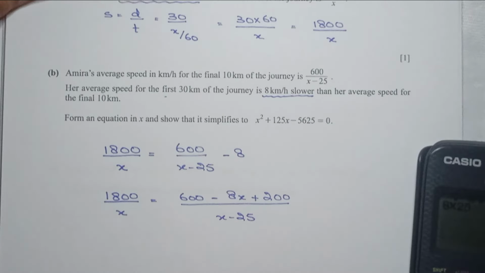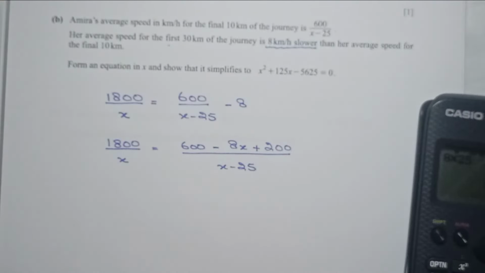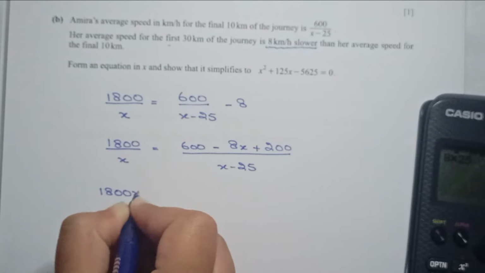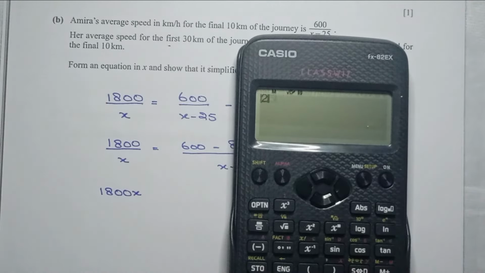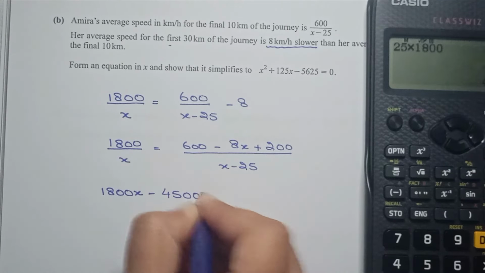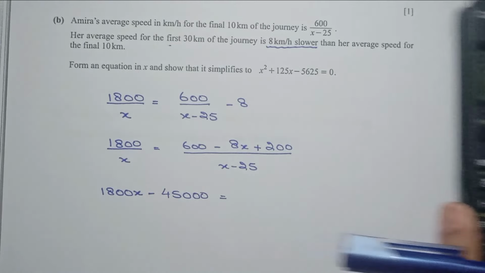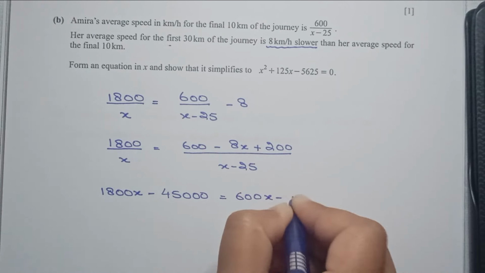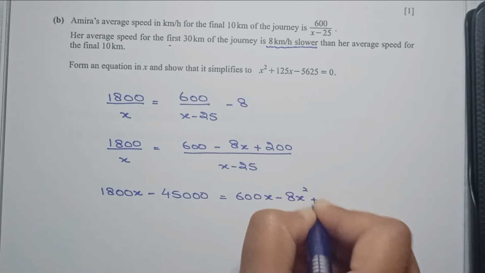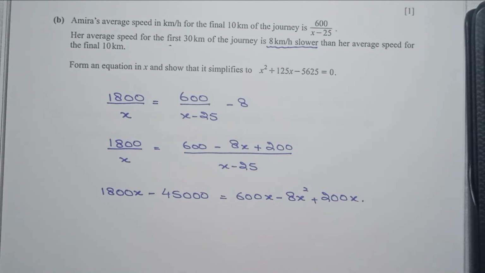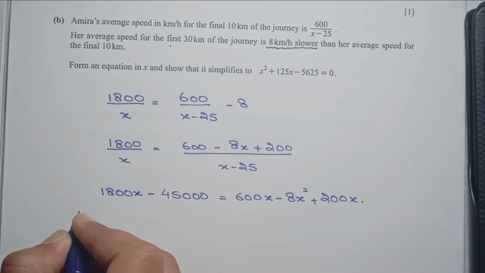Okay, now we are going to do a cross multiplication here. So 1800x and 25 times 1800 is 45,000 minus 45,000. This would be equal to, x is going to multiply with this numerator, 600x minus 8x square plus 200x, right? Now let me arrange the terms, shifting all of them to the left side.